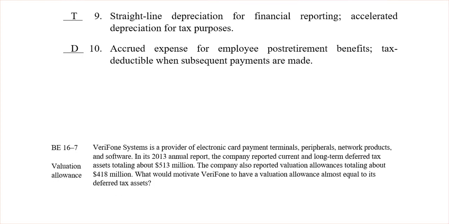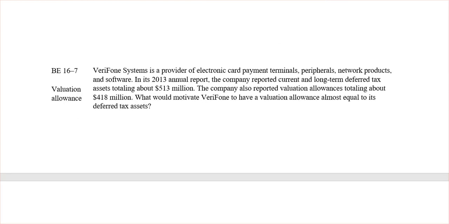Here we have Verifone Systems, a provider of, you don't need to know any of this. They're just a provider, and then they reported current and long-term deferred tax assets totaling 513. They had a valuation allowance of 418. What would motivate them to have a valuation almost equal to deferred tax accounts?